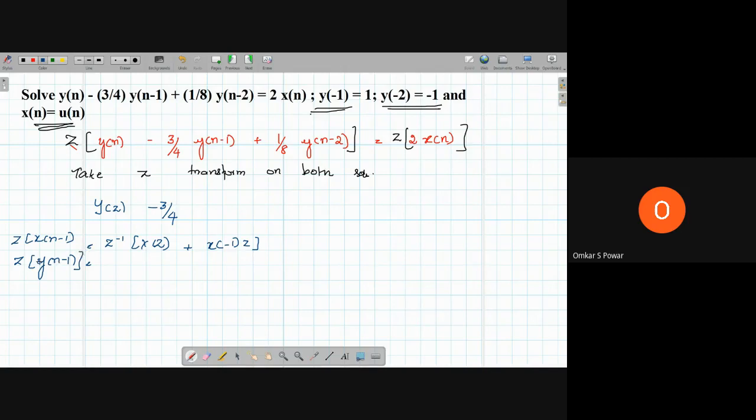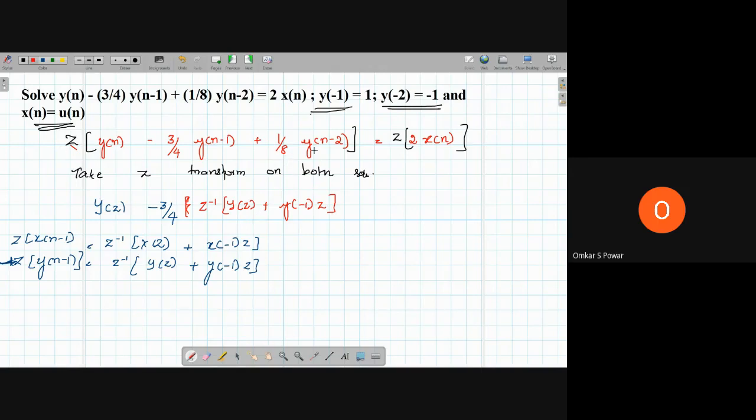Now instead of x(n minus 1), they have given us y(n minus 1). So what is the answer here? Z to the power of minus 1 into Y(z) plus y(minus 1) into z. So this is your z transform of y(n minus 1). Let me substitute here. So what we have got here: z to the power of minus 1, I'll write here, Y(z) plus y(minus 1) into z.